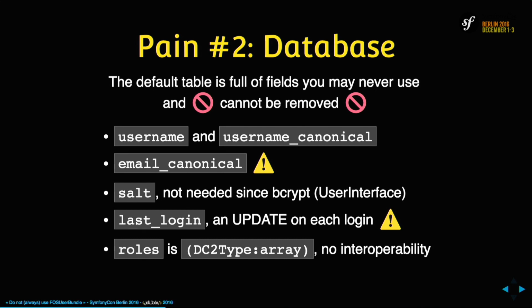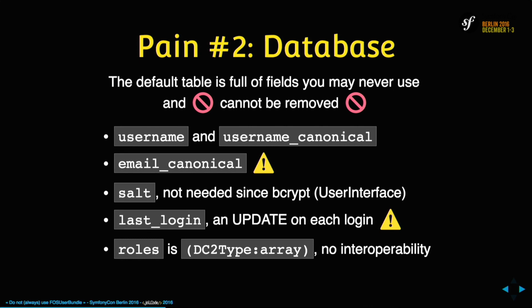Pain number 2. The default user table is full of fields you will not really want on your project. So obviously the username and username canonical I just talked about. On most of my projects I don't need a username. There is also email canonical. I will talk more about the canonical version later on in the talk.